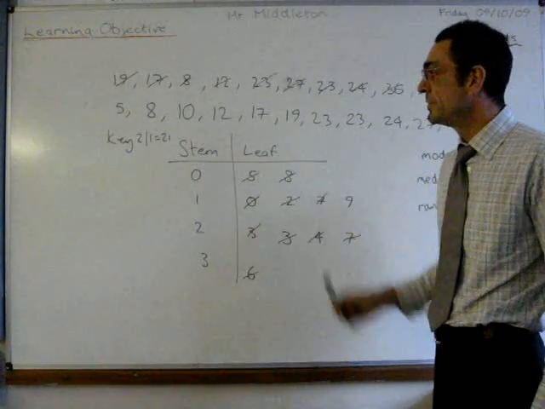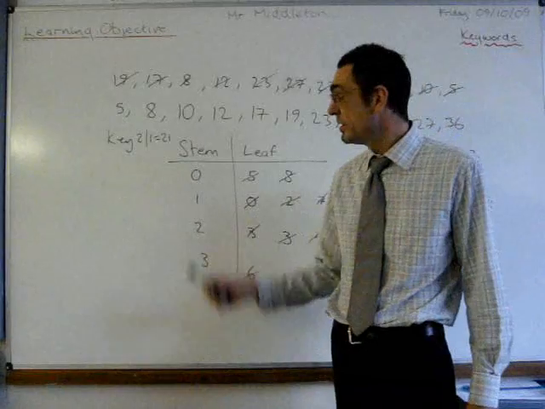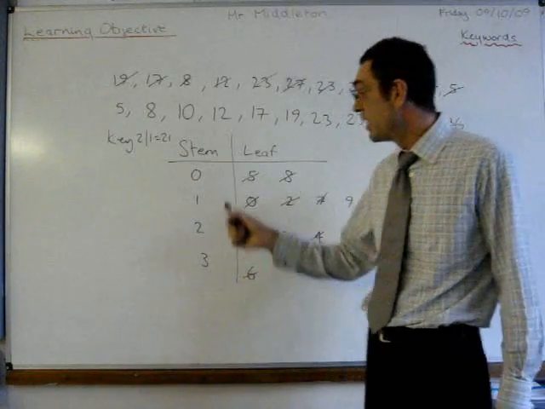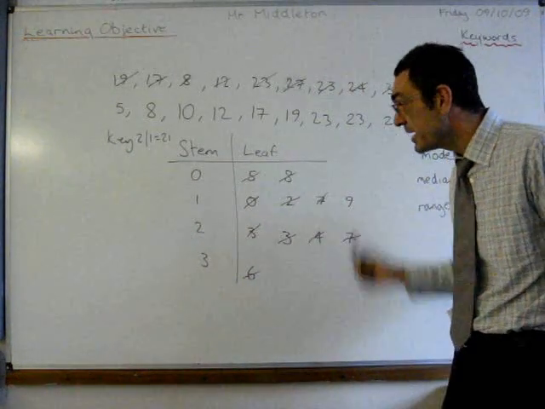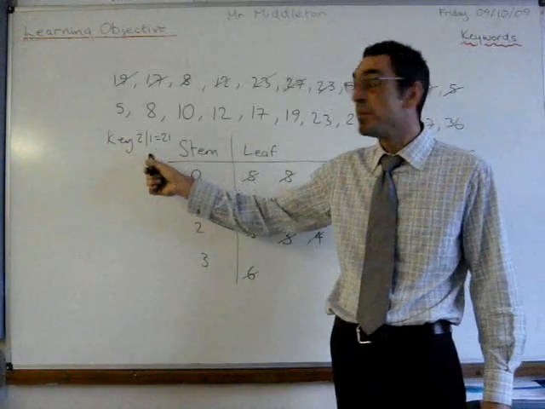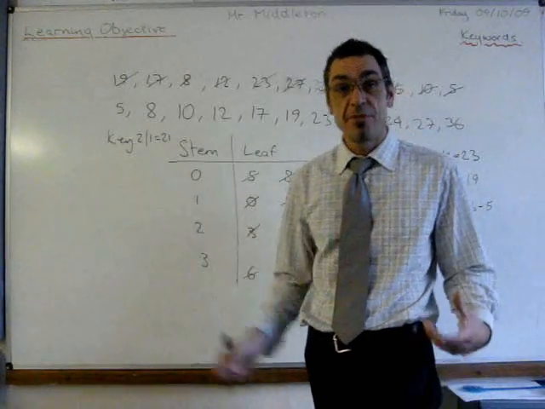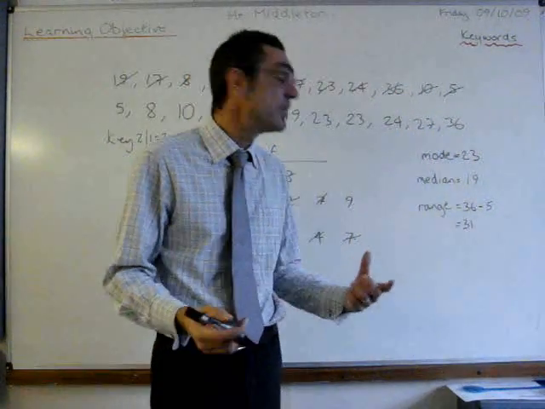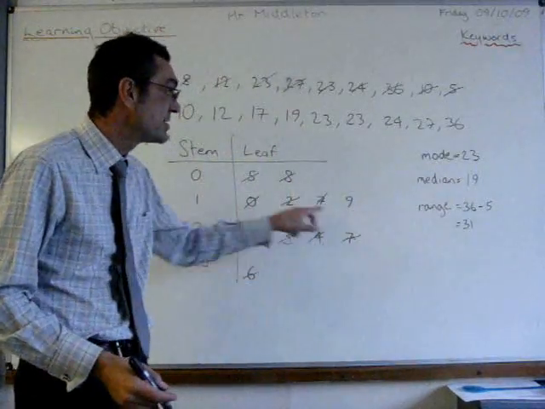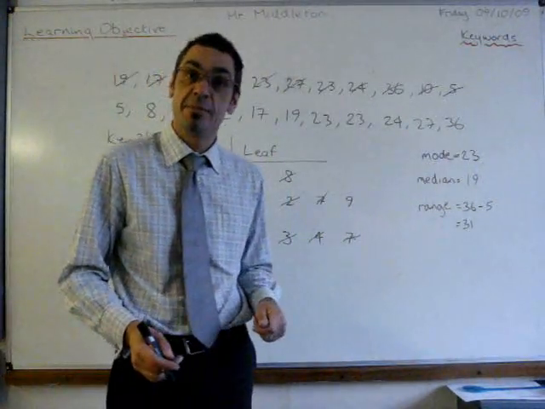Put your list in order, work out your biggest and smallest number. These will form your stems. Write your leaves in order, equally spaced. Do a key, remember these numbers need to be different. And then you find your averages exactly as you would off of a list. Just be careful when you're counting back through. And that is a stem and leaf diagram.